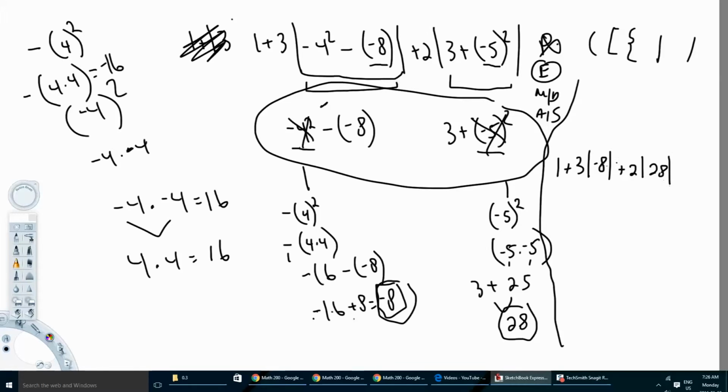28. Which is another way of saying 1 plus 3 times 8, because this becomes a positive, plus 2 times 28, because no matter what, it stays positive here. So here it stays positive, here it turns into positive, because they are absolute values. So let's do this. 1 plus 3 times 8 equals 24, plus 2 times 28 equals 56.